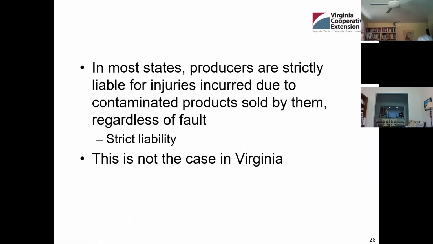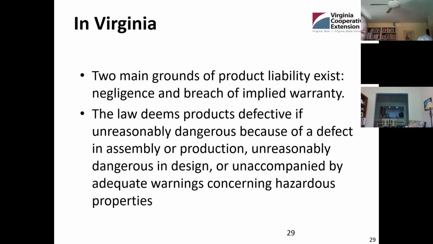Okay. Now, in most states, producers are strictly liable for injuries incurred due to contaminated products sold by them regardless of fault. That's what's known as strict liability. However, this is not the case in Virginia and a few other states. In Virginia, the two main grounds of product liability would be negligence and breach of implied warranty. So we're going to be talking more about negligence because that's more likely to be the issue with food products.